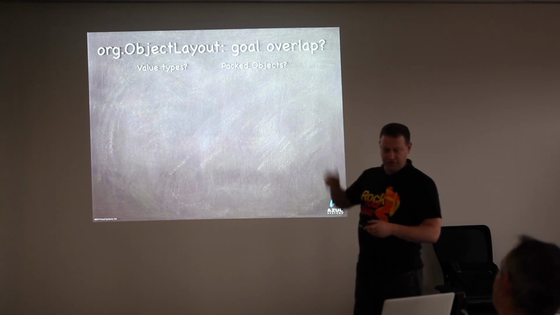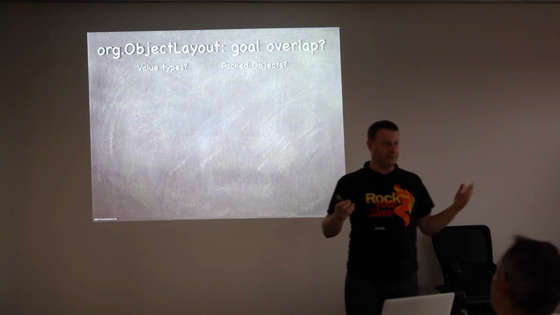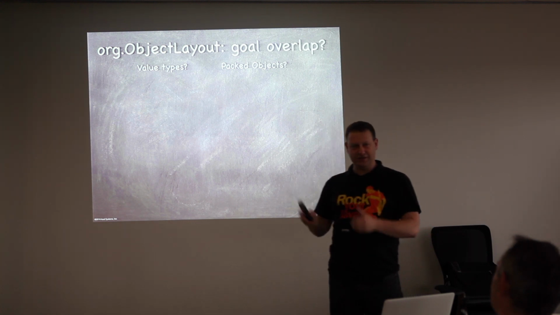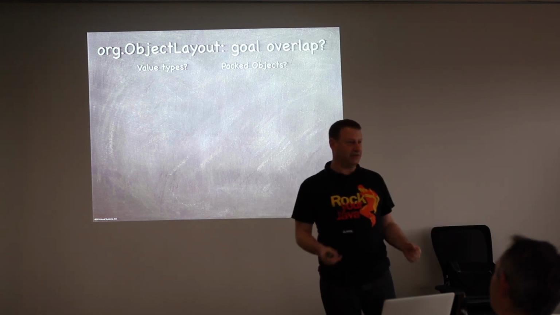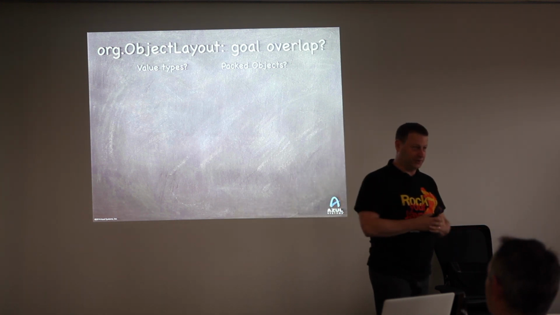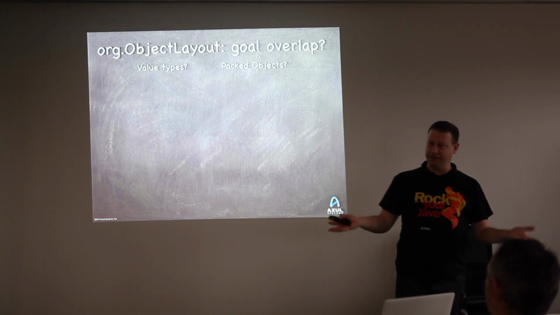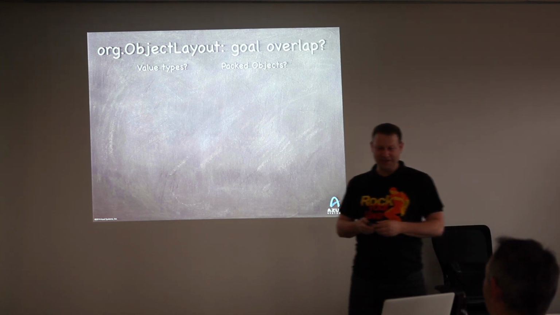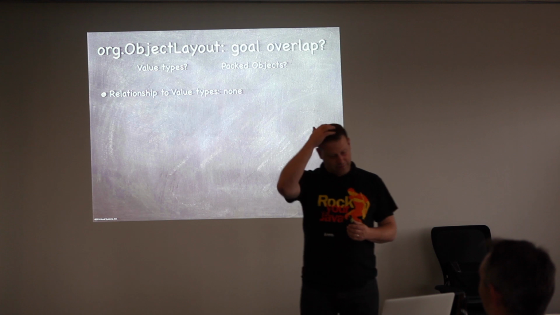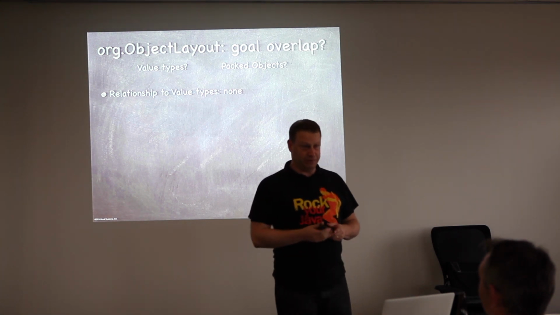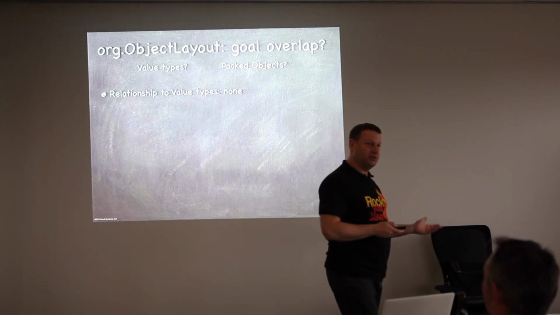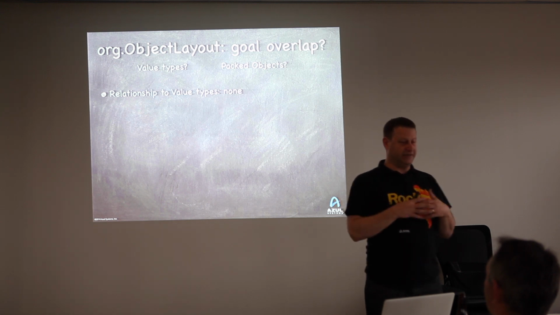There are two things that people usually come up with when I talk about this. After I've said this is only this, they immediately say, so is this like value types? And is this like packed objects? Why? Because I just explained that it's not, so they have to ask. So how is it not? Well, there's no relationship between this and value types, no contradiction and no tightness.